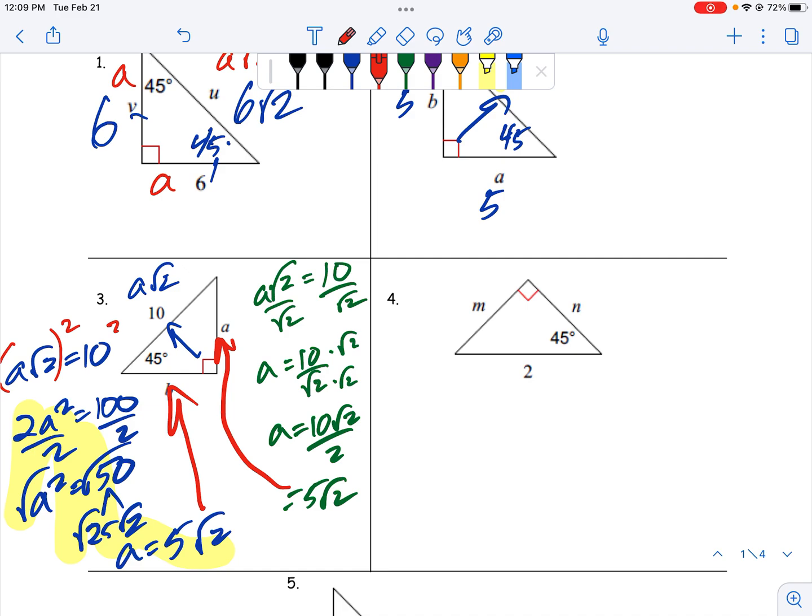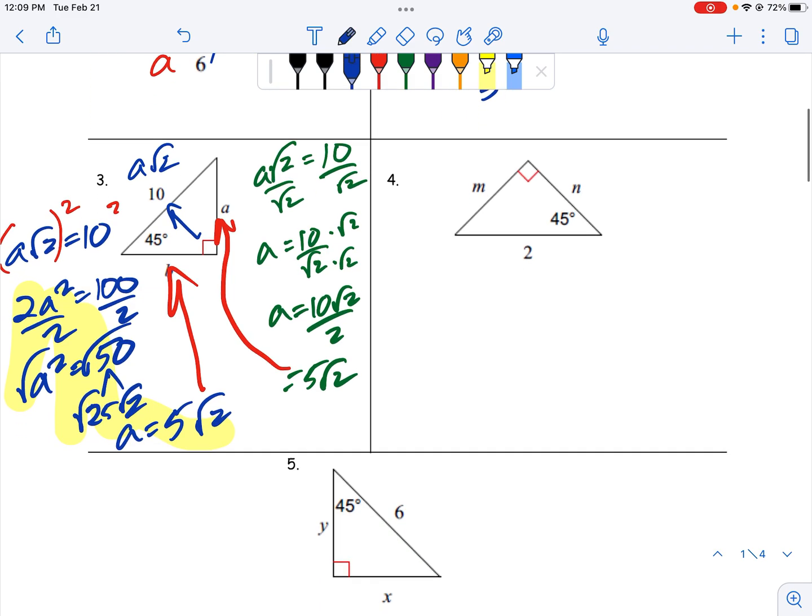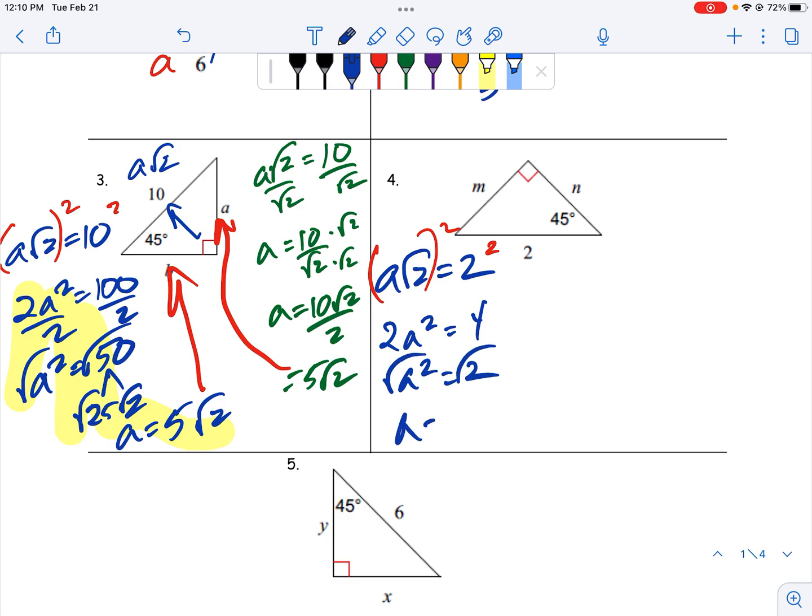Okay, same idea with number 4. I can do it both ways. How about this? I'll do number 4 like this. So then I can square both sides. So I get 2A squared equals 4 divided by 2. A squared equals 2. So A equals root 2. And that root 2 goes here, and that root 2 goes there.